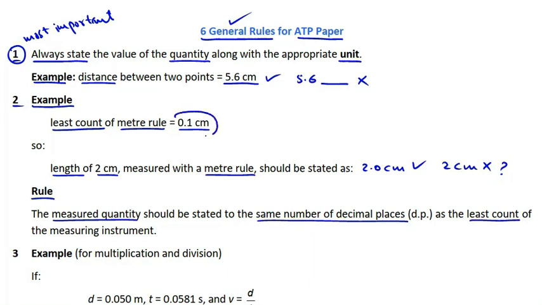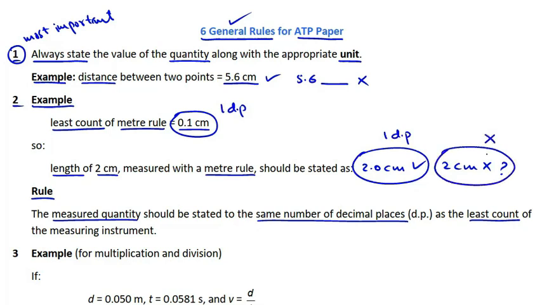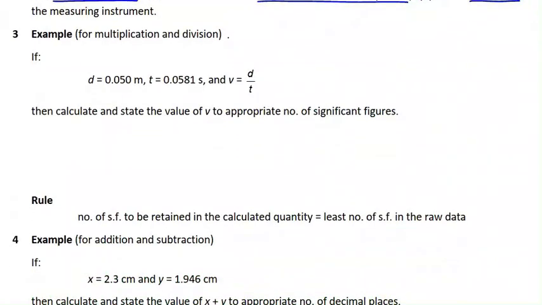Now look, here the value of least count of meter rule has 1 decimal place. So the value of length measured with a meter rule should also be stated to 1 decimal place and not to any other number of decimal places, right? Let's move on to the next rule now. We will learn this rule with the help of an example too.